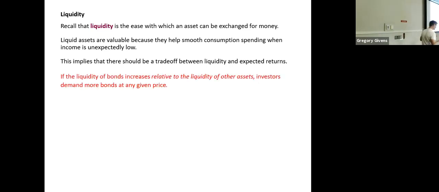Again, I guess the main point as it regards the bond market, however, is that if the liquidity of bonds increases relative to the liquidity of other assets, then you might imagine investors are going to increase their demand for bonds. That's going to push up bond prices in equilibrium and therefore lower interest rates, right? If liquidity in the bond market suddenly went south, then the demand for bonds is going to fall, prices are going to fall, and interest rates are going to rise.